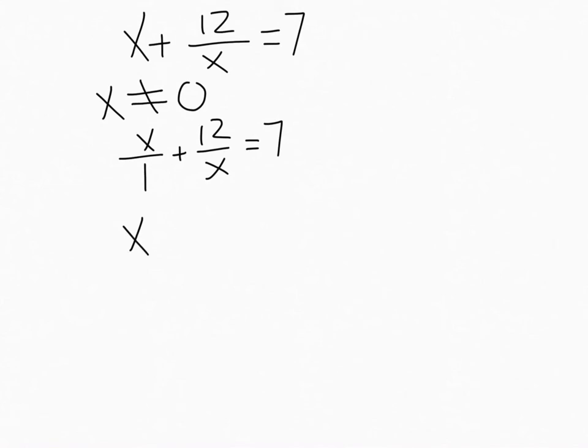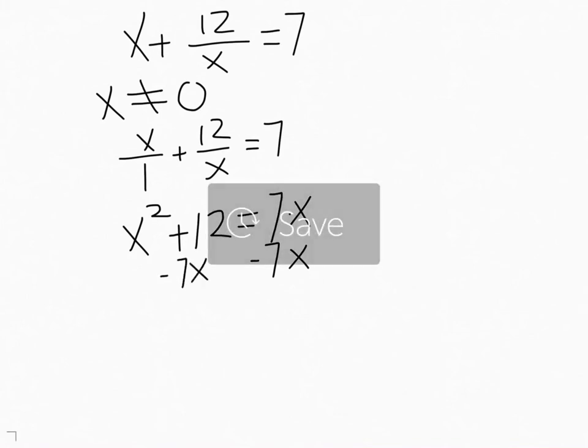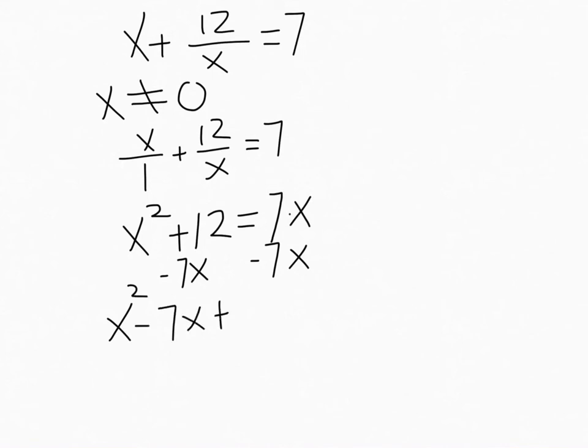X times x, that's x squared. 12 times x divided by x, so x and x get reduced from each other. To the right hand side, you multiply the same thing, times x. So 7 times x. Now let's move the 7x to the left hand side by subtracting 7x from both sides. So I have x squared minus 7x plus 12 equals 0.